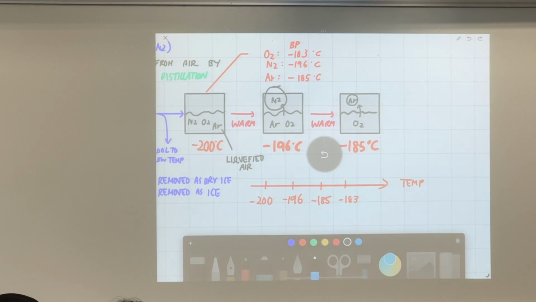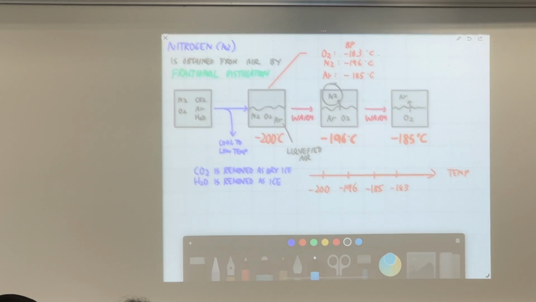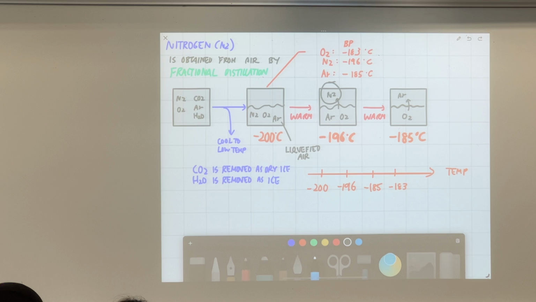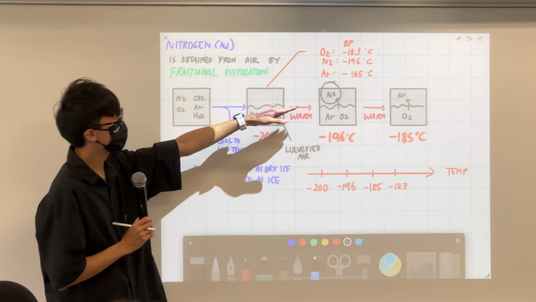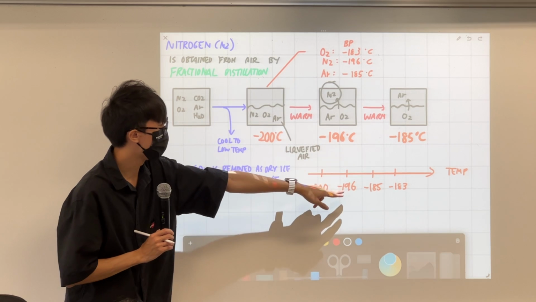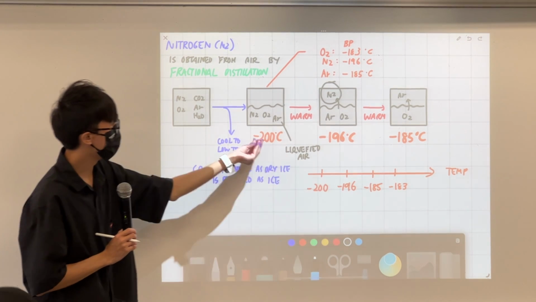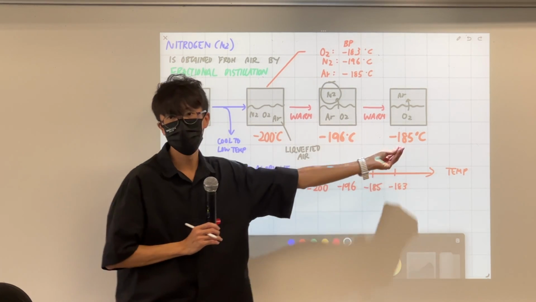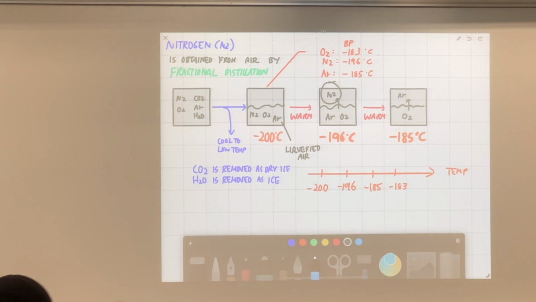Okay. So this is what we mean by fractional distillation of air. I suggest you understand it this way. To boil a substance, you need to reach the boiling point of that particular substance. So you're slowly raising the temperature back up. Some students may have trouble handling the negative numbers, so I suggest you draw a number line to see the order more clearly.